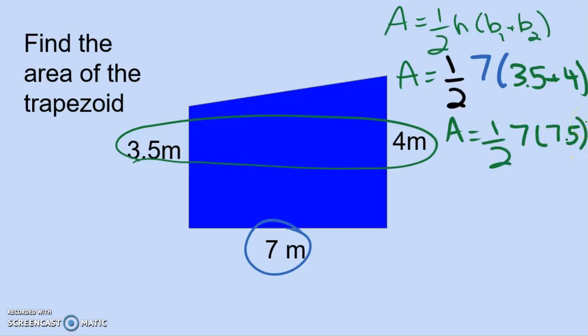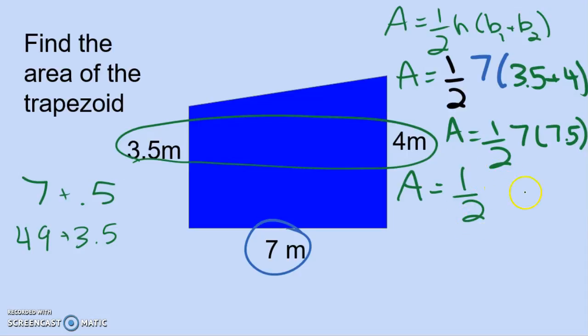Now there's a couple of different ways you can go from here, but I think the easiest way is to multiply the 7 times the 7.5. Now again, just like we did with the other one, I'm going to break 7.5 into things I actually know. So I'm going to break 7.5 into 7 and 0.5. Now I know that 7 times 7 is 49, and I know 7 times 0.5 is 3.5. Then if I add those together, I'm going to get 52.5. So I'm going to have 1/2 times 52.5.